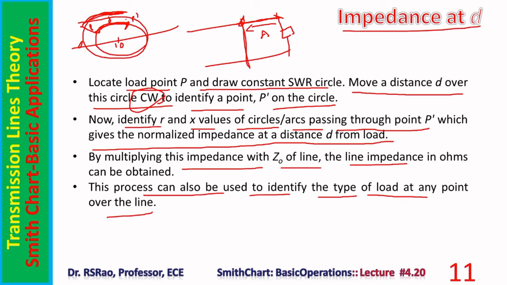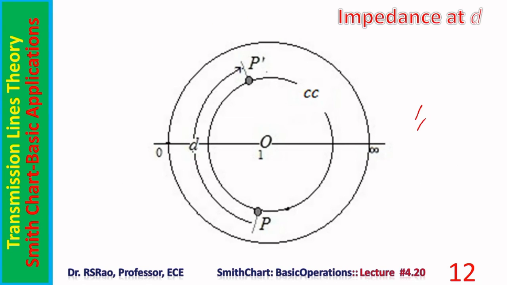If you multiply it with Z0, we will get the actual impedance of the line at a point located at a distance of D from the load. This is the way; here it is explained. This is the point. Now you move a distance D over the SWR circle. Now P prime has come into being.